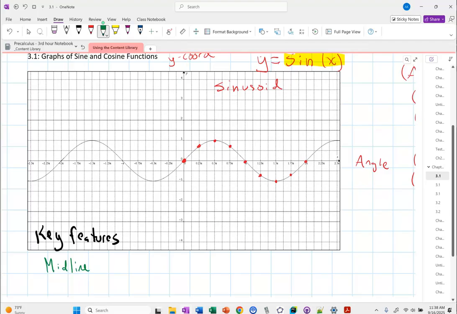So the first key feature that all sinusoids have is something called a midline. So the midline divides the graph in half vertically. So half of the graph should be above the midline and half of the graph should be below the midline. If I look at this graph, what horizontal line is going to divide the graph in half? The x-axis, right? AKA the line y equals 0.